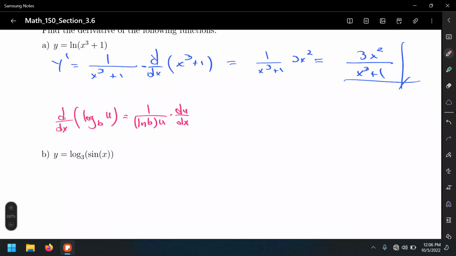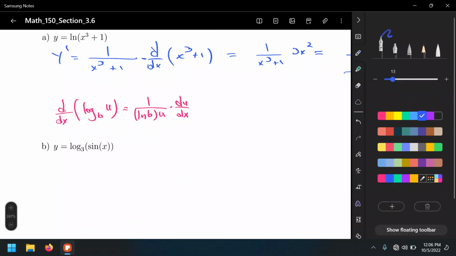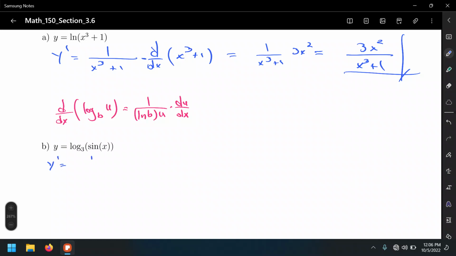Well, how is that going to work for our exercise letter B? Number one, the derivative of log base 3 of sine x. This is a composite function. It's composed of an outermost layer logarithmic function and an innermost layer sine of x. So y prime, which is the derivative, is 1 over ln of the number that is in the subscript, which in this case is the base of the logarithm. That's 1 over ln of 3 times the quantity u, which is the expression inside the parentheses of the logarithmic function, in this case sine x. And then that times, by chain rule, the derivative with respect to x of this sine x.